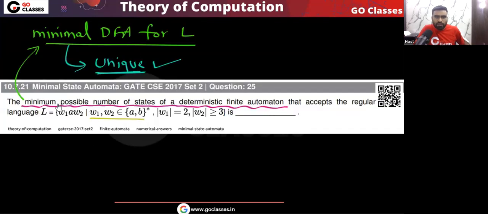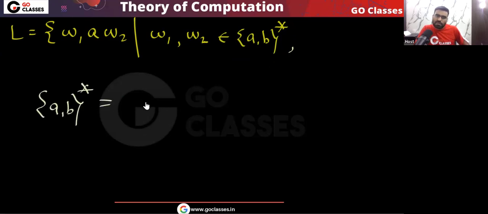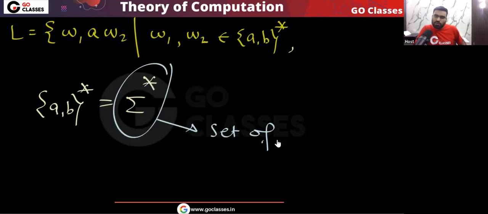These strings we have in the language where W1, W2 are strings. Okay, remember W1, W2 belong to AB whole star, meaning they are strings. AB whole star means strings over A and B. AB whole star is the same as sigma star, that you already know. Sigma star is the set of all strings. So remember W1 belongs to sigma star.